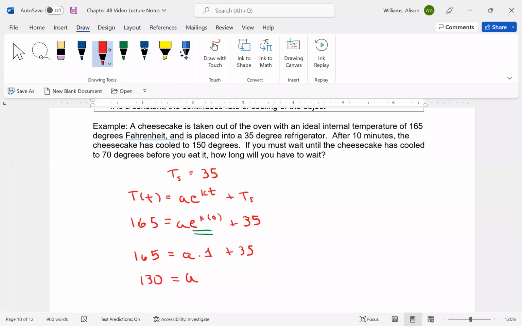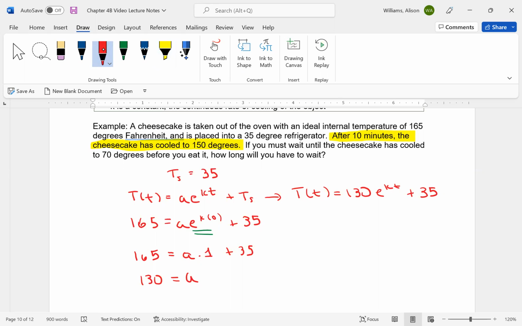Okay, so here we go. We have A now. And now we're interested in how long it has to cool to get to be 70 degrees. Now, before I do that though, my original formula, I'm now at the point where I have A and T sub S, but I don't have K. So I still need to find K. And they did give us another piece of information. After 10 minutes, the cheesecake is cooled to 150 degrees. So that is the information we're going to use.